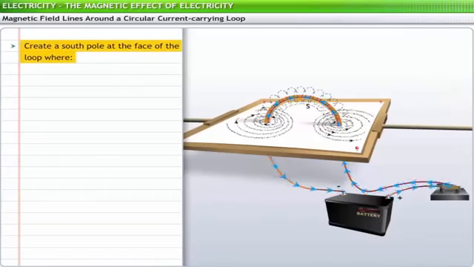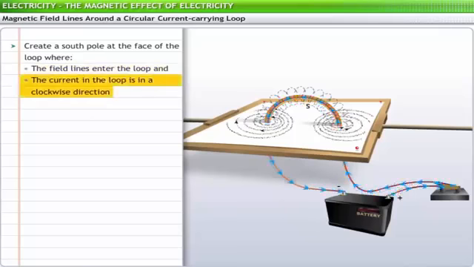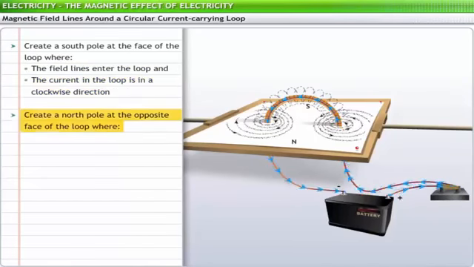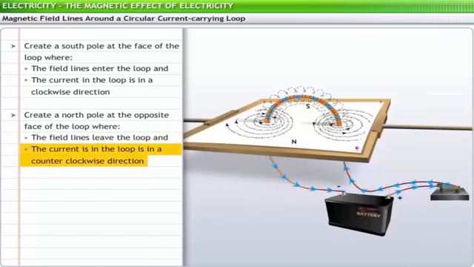These lines create a south pole at the face of the loop where the field lines enter the loop, and the current in the loop is in a clockwise direction. They create a north pole at the opposite face of the loop, where the field lines leave the loop, and the current in the loop is in a counterclockwise direction.